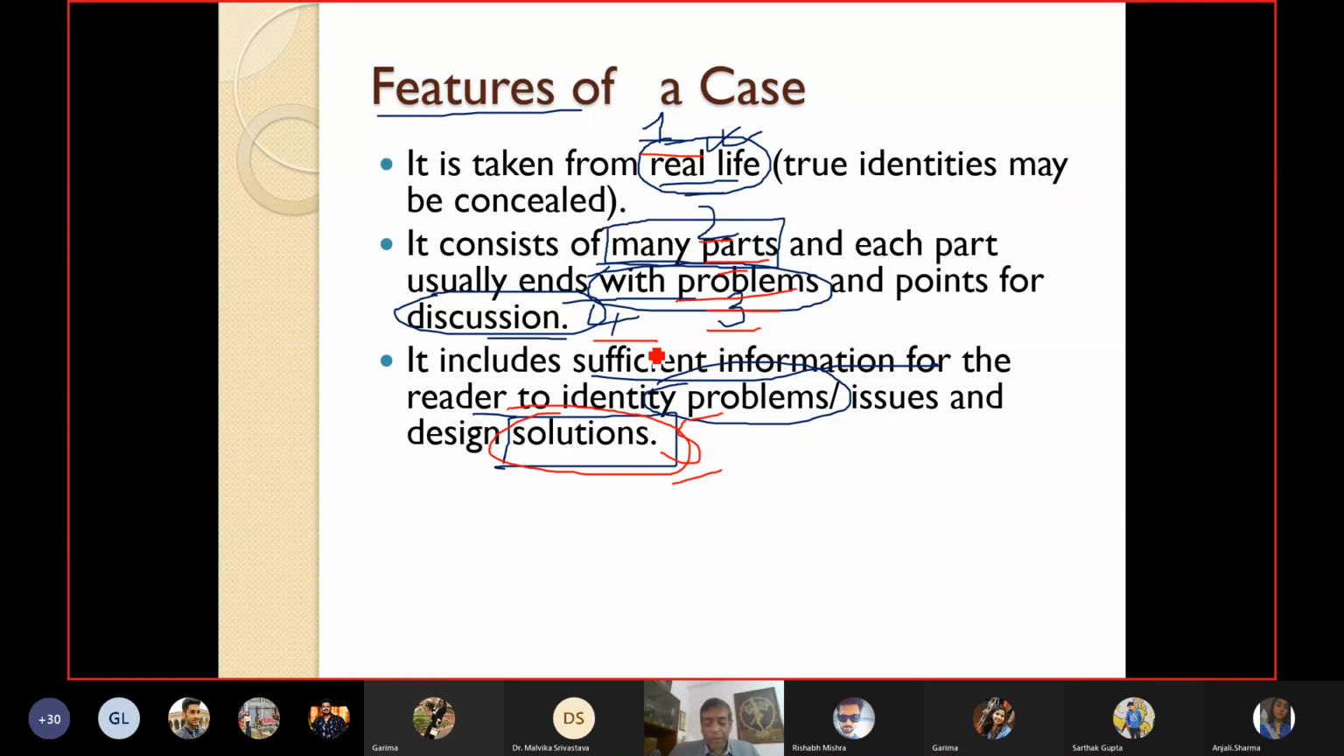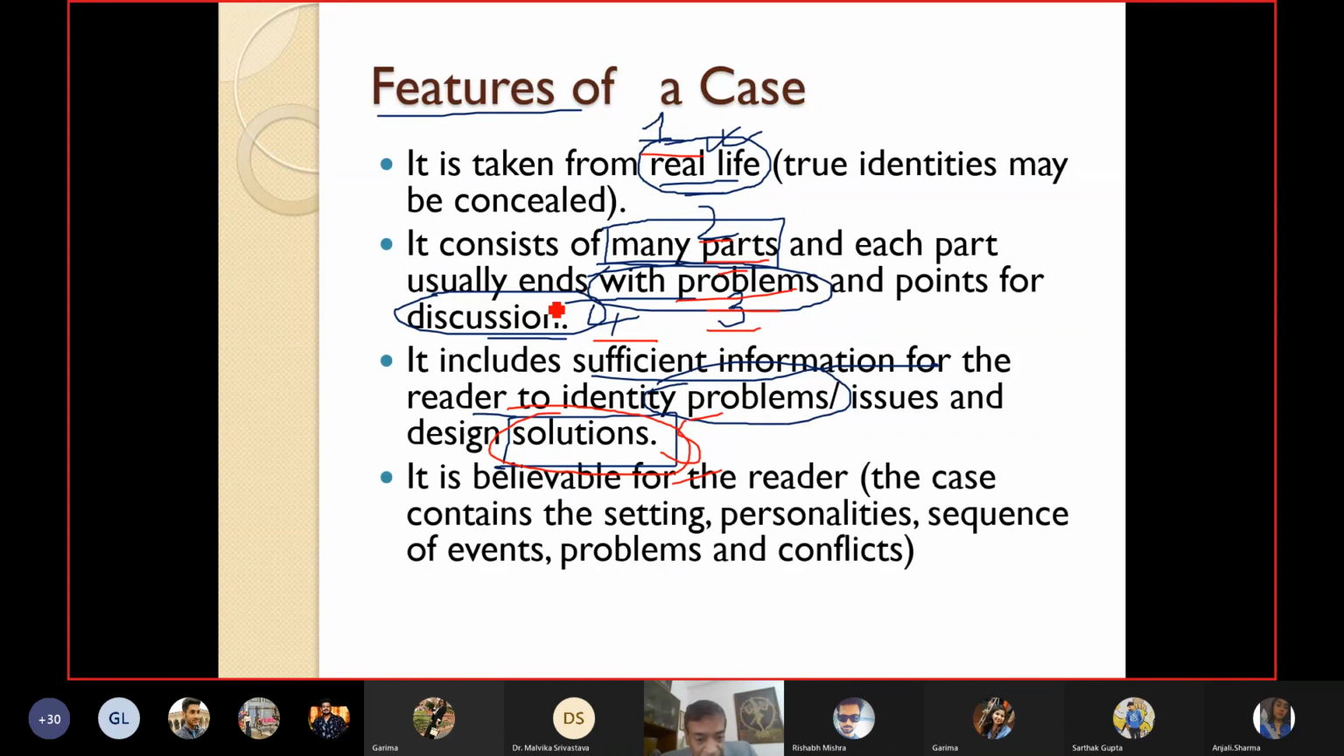So one is it's a real life situation. It consists of many parts. Each part consists of a problem which facilitates discussion. And for each of the problems, you try and design solutions. It is believable for the reader: the personality, the sequence of events, the problems, and the conflicts. So the case contains all this: the people involved, the events involved, the problems and difficulties which took place, the conflicts in the management which took place. These are some great learnings which you see in the features of a case.